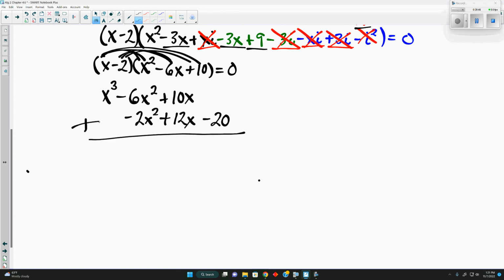And again, I do this tiered step most of the time, just so that I line the like terms up. It's easier to work with. x cubed does not have any like terms. Negative 6x squared minus 2x squared is negative 8x squared. 10x plus 12x is plus 22x, and then we have minus 20.